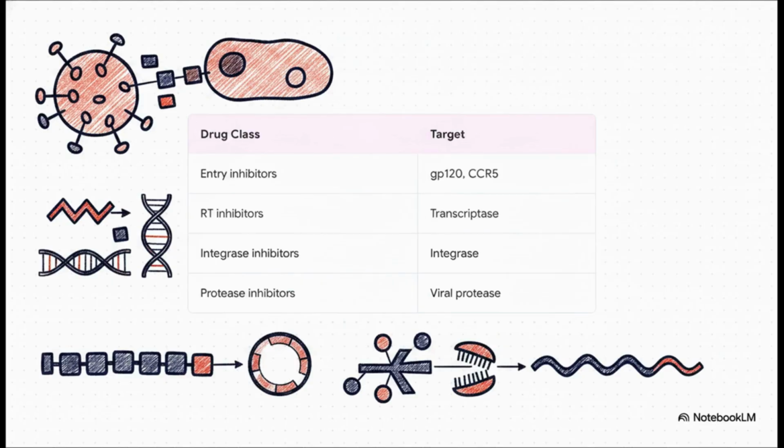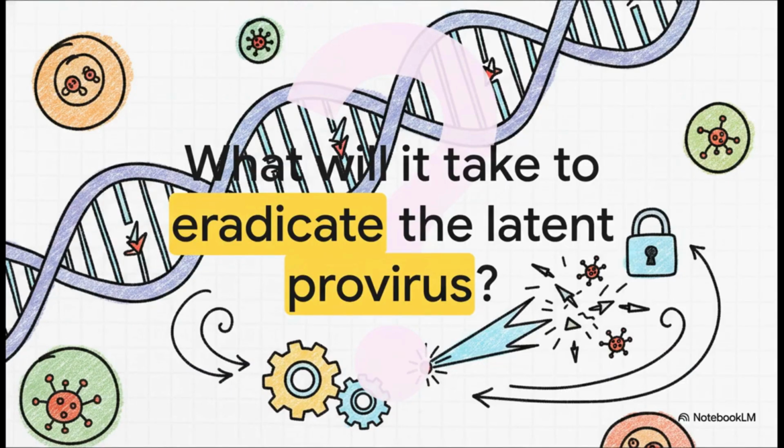A real game changer. Which brings us to an ultimate, lingering question. Given that this intruder actually weaves its blueprints directly into our own cellular vaults as a latent sleeper agent, what will it take to finally, completely eradicate this virus from the human body? Understanding the heist was our first victory, but evicting the sleeper agent? Well, that's our next great frontier.